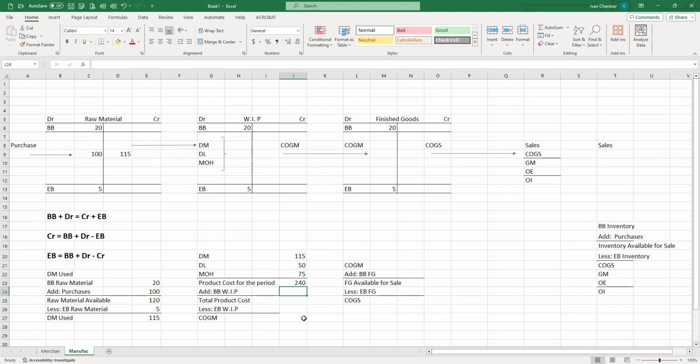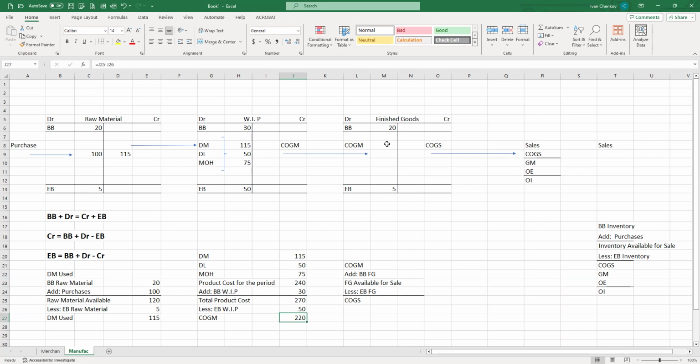Once we add the beginning balance, let's change it to 30 here, and the ending balance, let's change it to 50. So we're going to have direct material 150, direct labor 50, and manufacturing overhead 75. Once we add the beginning balance, which is 30, we're going to have the total product cost available to be transferred further, 270. 50 is our ending balance. Once we deduct it, the cost of goods manufactured turns out to be 220.